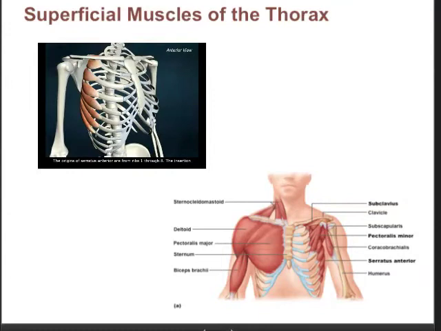The origins of serratus anterior are from ribs 1 through 8. The insertion is to the costal surface of the medial border of the scapula. Serratus anterior abducts the scapula and laterally rotates the scapula upward by moving the glenoid cavity superiorly and the inferior angle laterally. The superior fibers elevate the scapula, while the inferior fibers depress it. It is innervated by the long thoracic nerve.